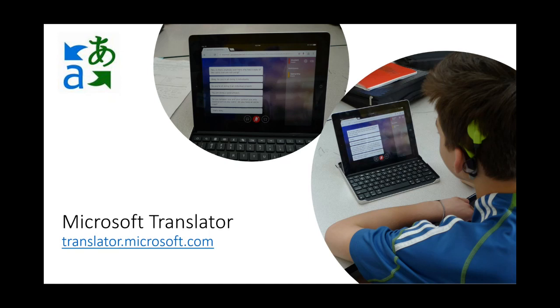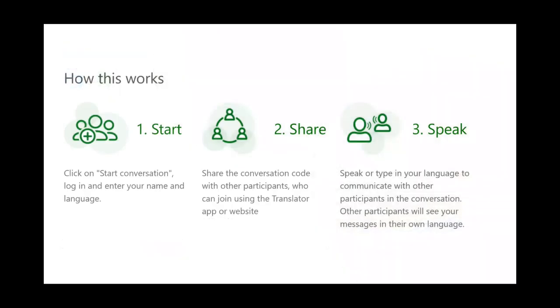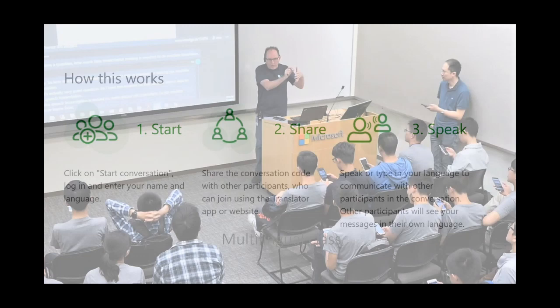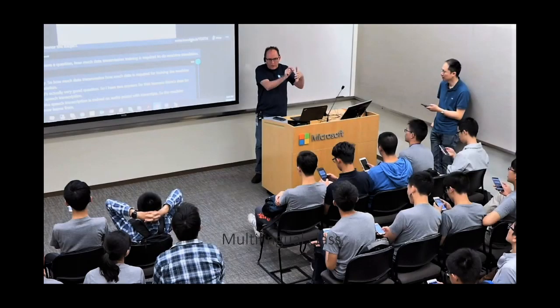This is really great if you're having one-on-one conversations with someone, or you're talking to people who perhaps need to speak in another language. Really simple. You can just start a conversation, type in the name and the language you speak. Then you're given a code that you can share with other people, and they can just join in. I've used this in lectures where I've been presenting, speaking in English, and people have been following along live on their mobile phones and iPads in whatever language they speak.